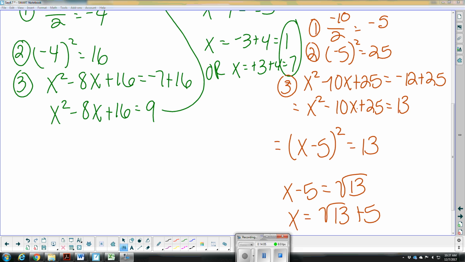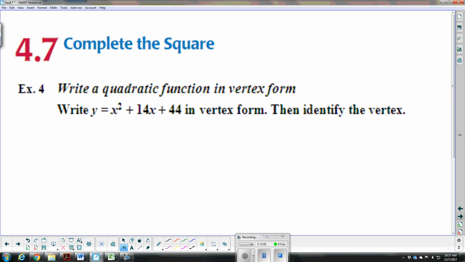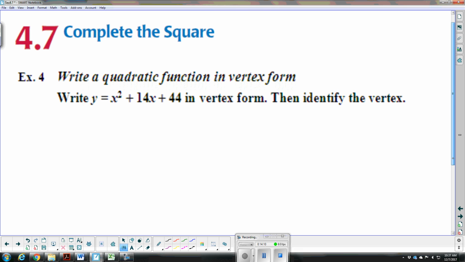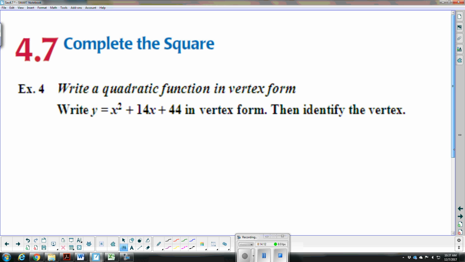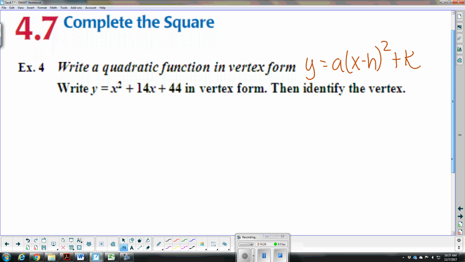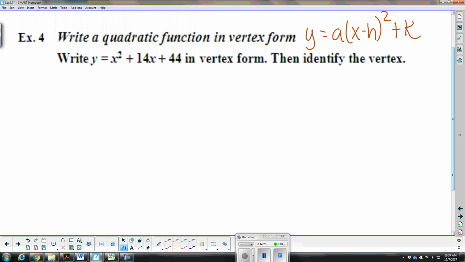All right, so let's look at the next couple examples. And this is about vertex form. So remember, vertex form is y equals a times (x minus h) squared plus k. That is your vertex form. We worked with that earlier this chapter as we were graphing quadratics.